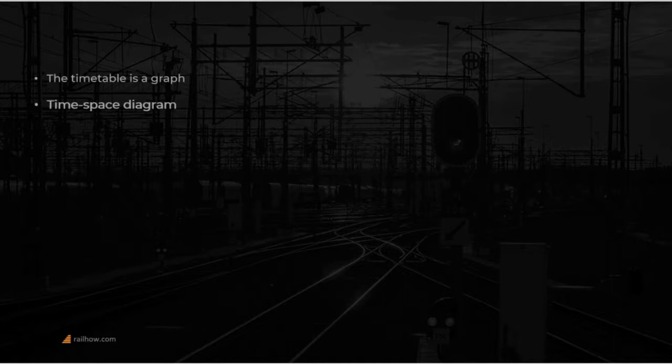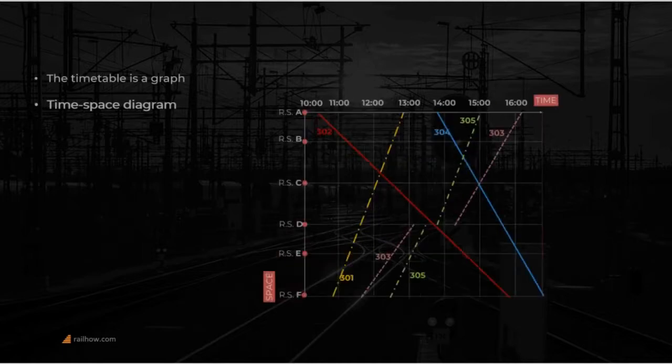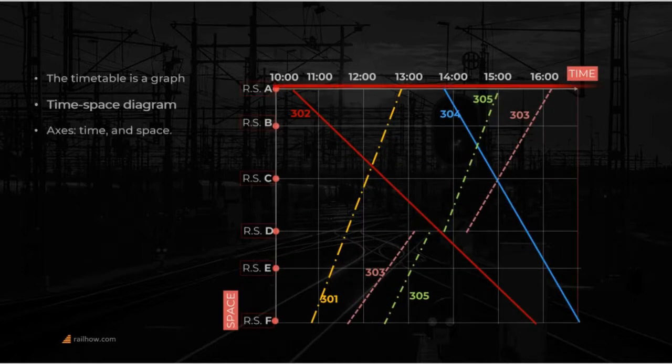Next, I introduce the time-space diagram that graphically represents the train movements. On one axis, the time is displayed, and the other axis represents the space. Each line in the time-space diagram represents a train, which is indicated by the number next to the line. The shape of the line corresponds to the train type, passenger or freight train, as also the train category, high-speed train, conventional, commuter train, and so on.